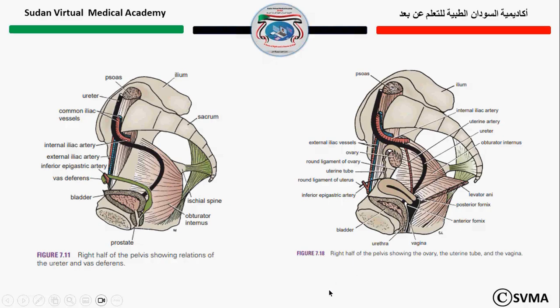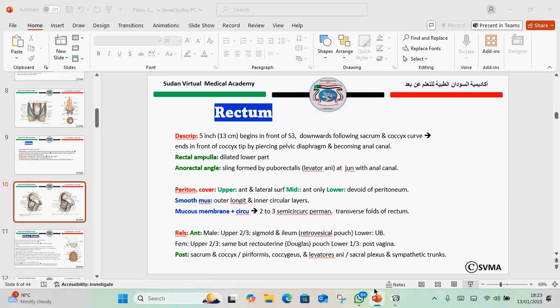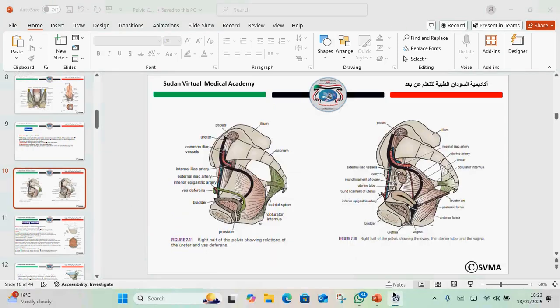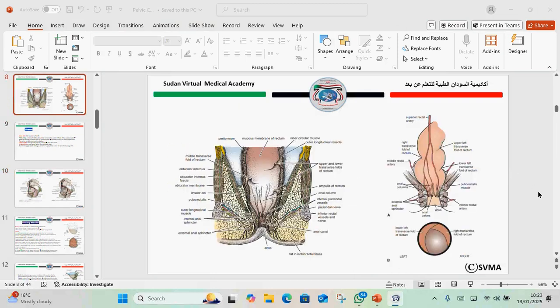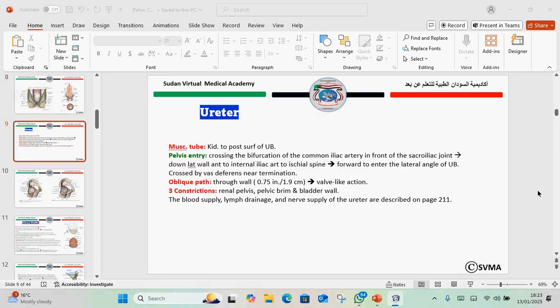Who wants to answer that question? And please raise up your voice. Tijani, what are the 3 constrictions of the ureter? Rawan, what are the 3 areas of constriction of the ureter?